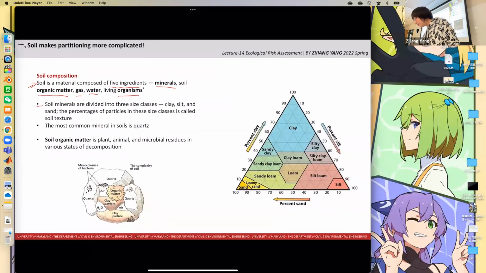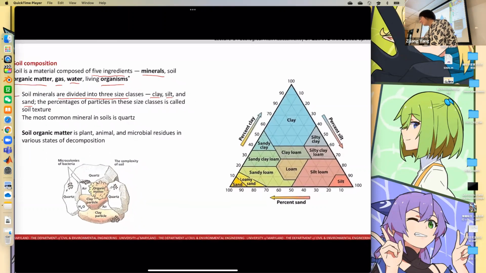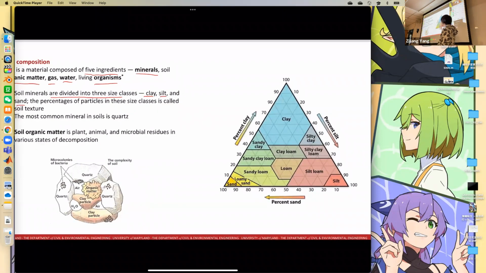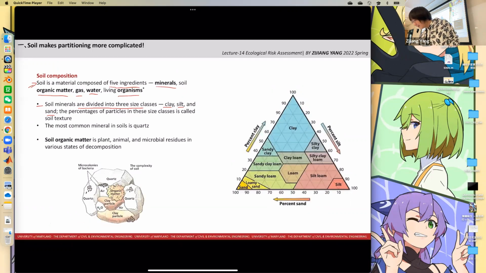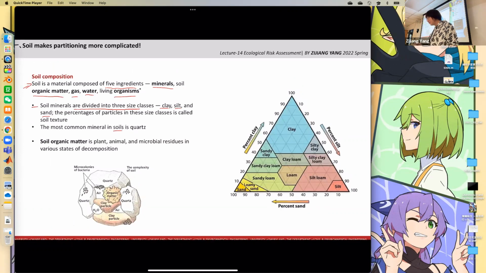And the soil minerals can be divided into 3 size classes: clay, silt, and sand. And the percentage of each particle size class is called the soil texture. On the right side, we can see a 3-dimensional classification system, and we have the percent of sand, percent of clay, and percent of silt. So based on the different composition of each component, we can describe the texture of the soil. And the most common mineral in soil is quartz.